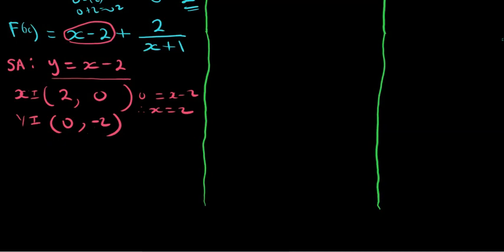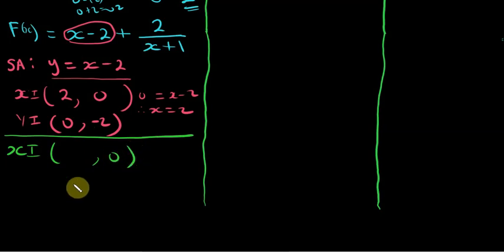Now let's get the x-intercept for the rational function. X-intercept: when y is 0, what is the function?